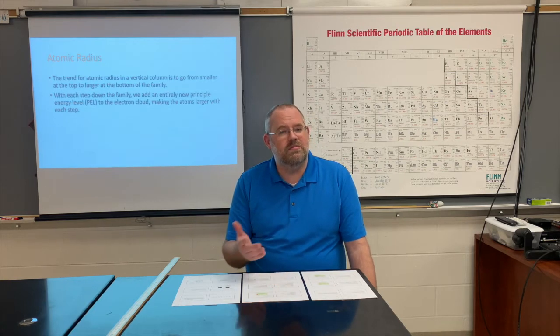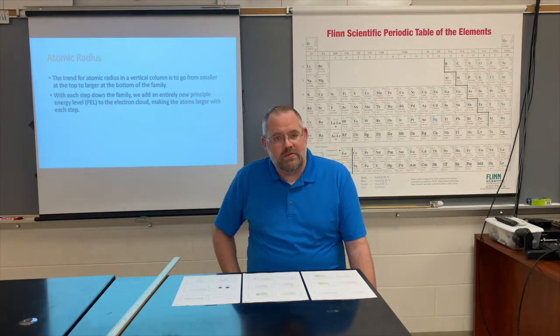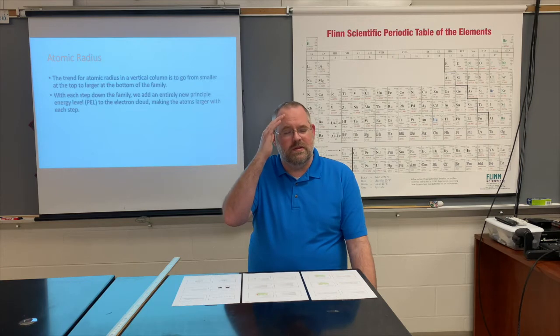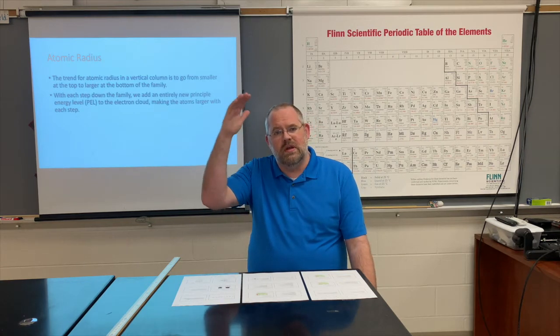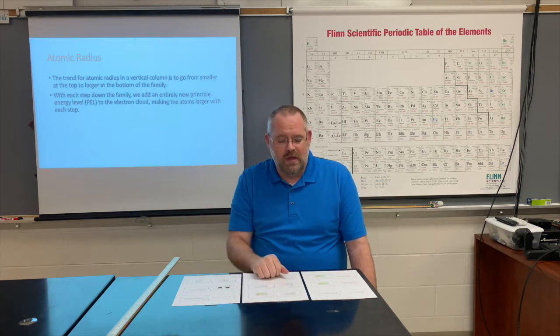Everyone. Today we're going to be talking about increasing and decreasing trends on the periodic table and how to read them. Okay, one of the first trends we're going to talk about is atomic radius. And atomic radius is defined by the distance from the center of the nucleus to the average distance of the electron cloud, the outer edges of it.